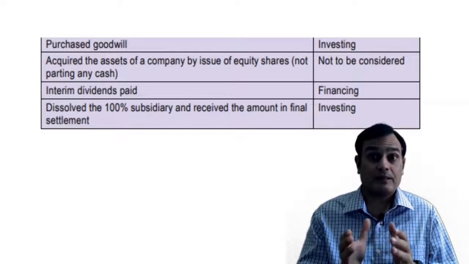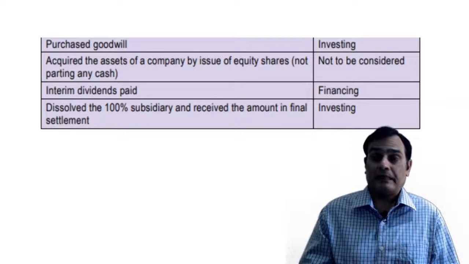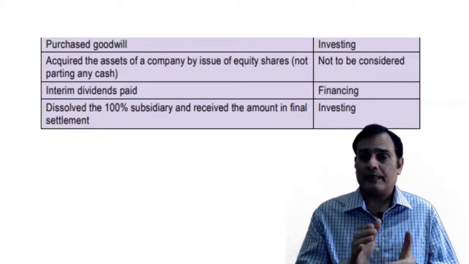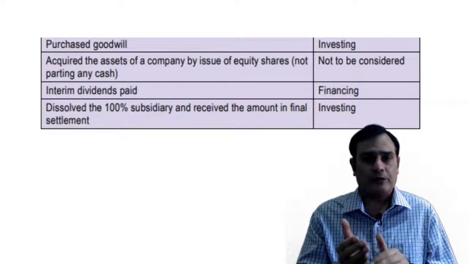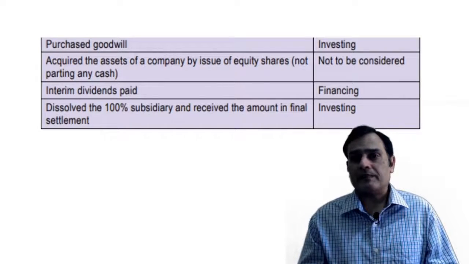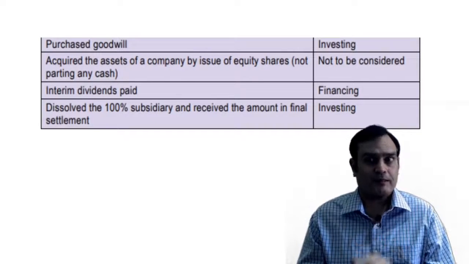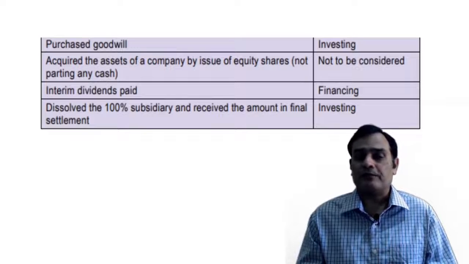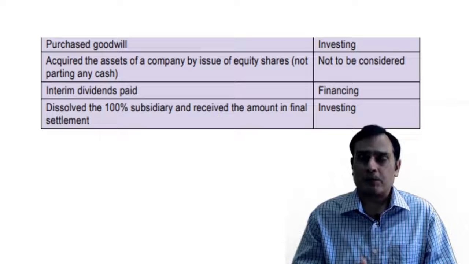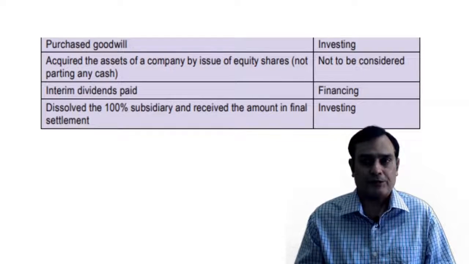Let's say we've got some interim dividends which we have paid. So interim dividends are paid. Any kind of debt equity financing is financing activity. Any kind of dividends or interest paid would also be considered to be financing activities. But we'll talk a little more about interest and dividends in the next video, on what is the treatment of interest and dividends received, and interest and dividends paid, especially when it becomes a financing or a non-financing entity.